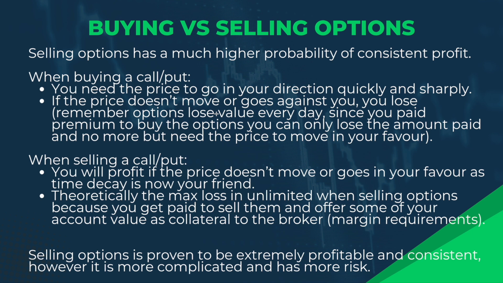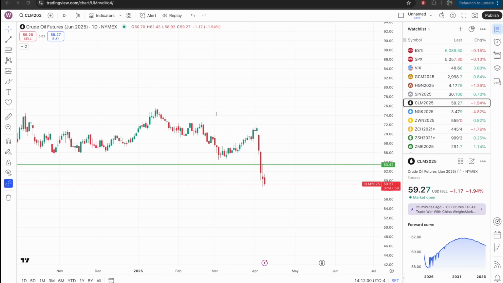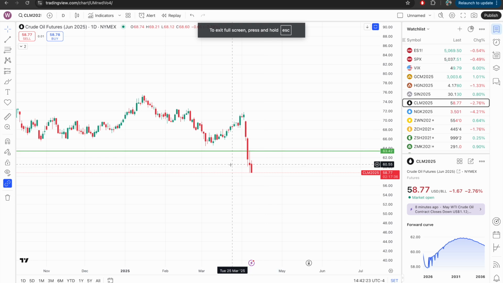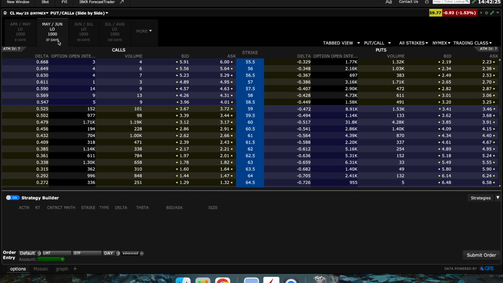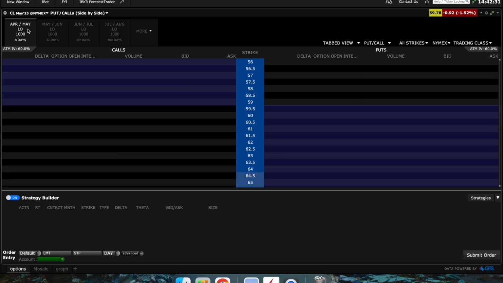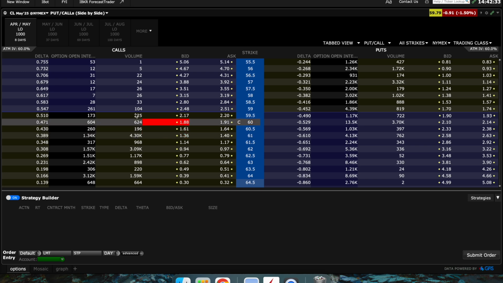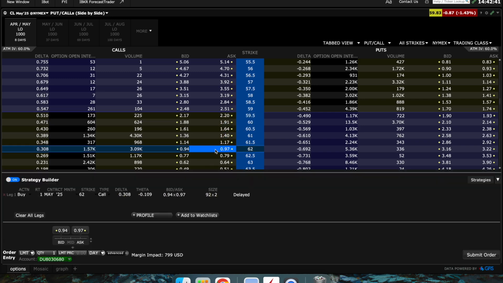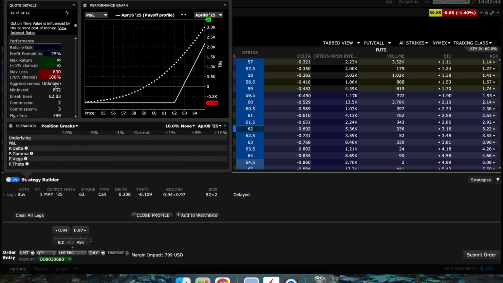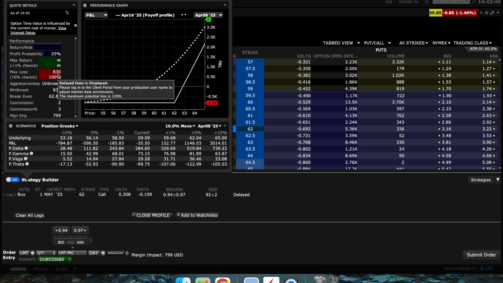So let's go over an example for buying options. Let's say we are looking at the June expiration, 37 days. Actually, let's go to the May expiration, because this is what we have opened on TradingView, 8 days to expiration. So let's say we want to buy the 62 call option. So we're gonna go ahead and buy it, and we are going to pay $830 for it, which is the max loss basically for this option. So this is how much it's going to cost us to buy this call option.